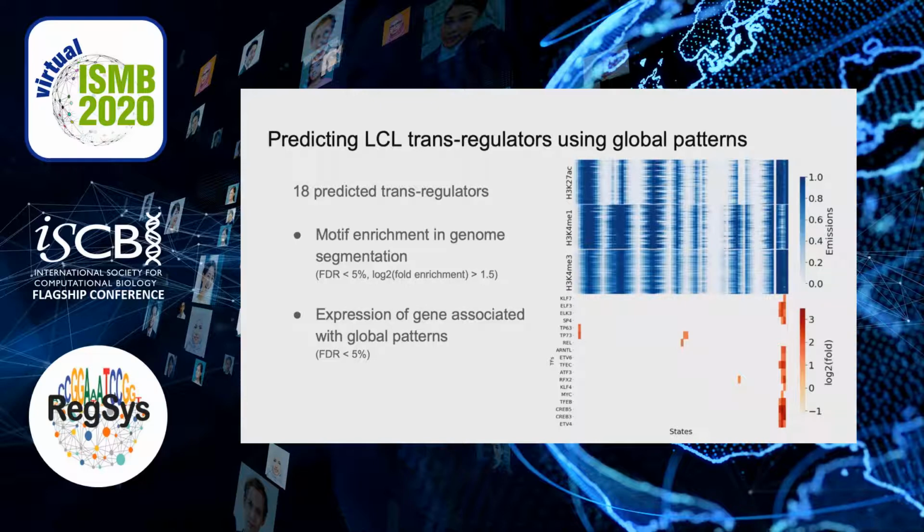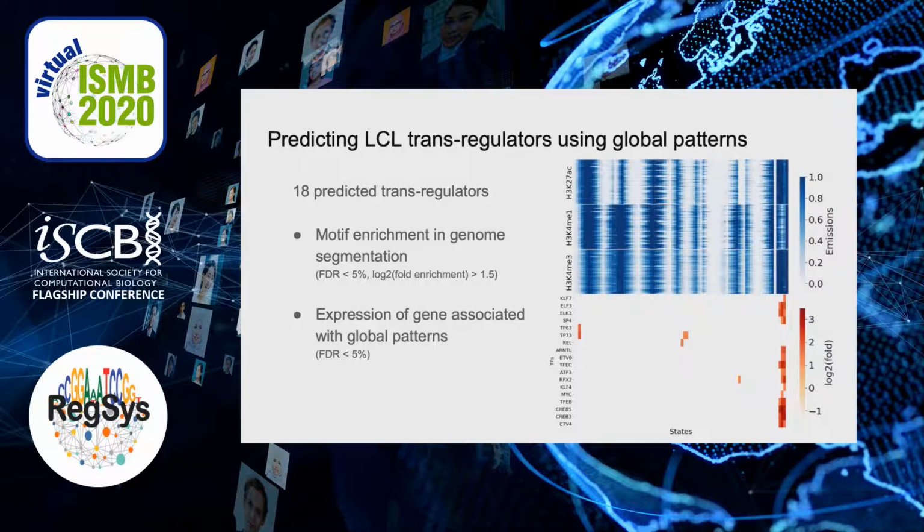One application of this framework is to predict trans-regulators using the genome segmentation outputted by our framework. We identified predicted trans-regulators using two criteria. First, we computed motif enrichments for the 90-state model using the genome segmentation. We adjusted the p-values for multiple testing, and we additionally required that the motifs have at least a log 2-fold enrichment of 1.5. Then we correlated the expression of each of these transcription factors and identified those that were significantly associated with the global patterns at an FDR of 5%.